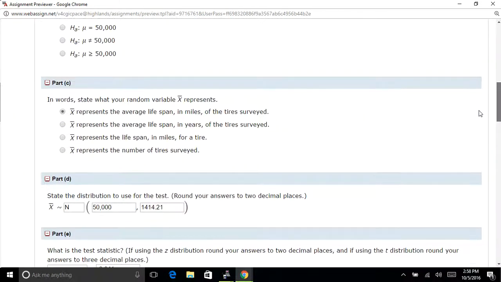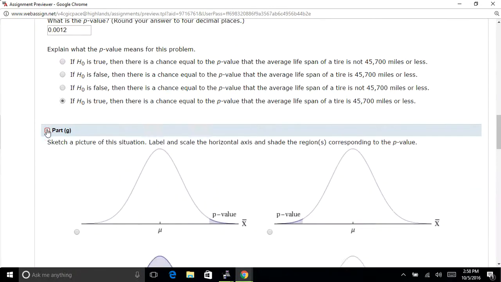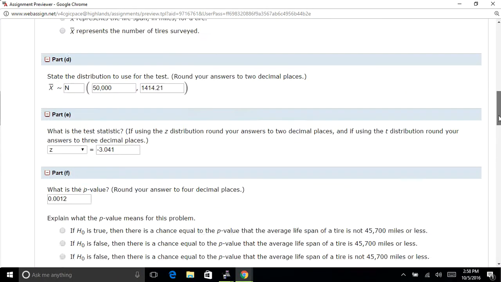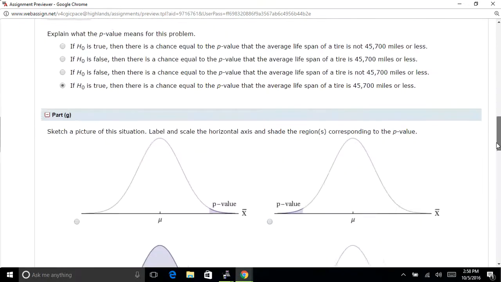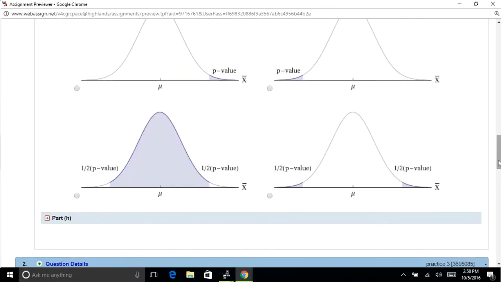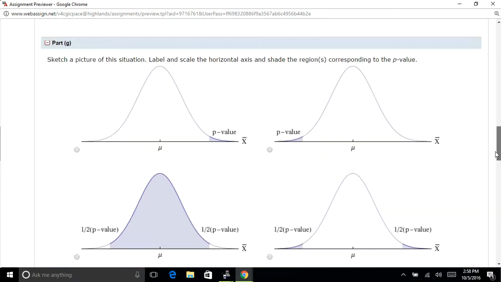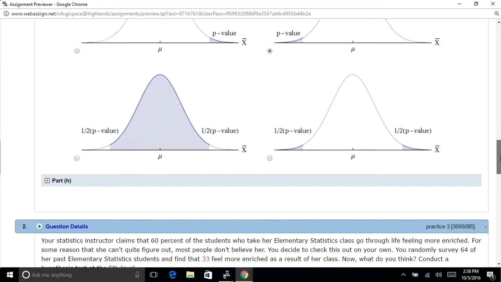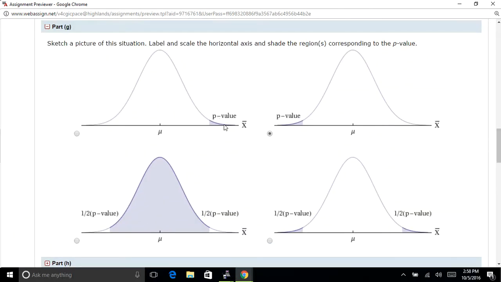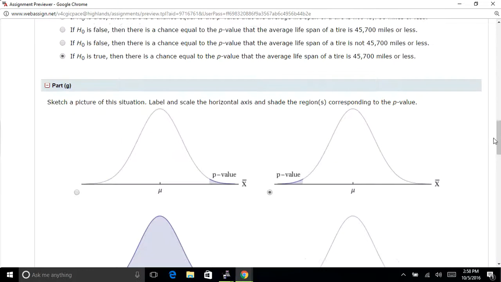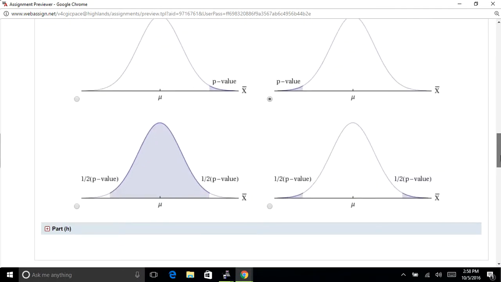So then my next part is here. Sketch the picture. Okay, let's go look at my alternative. It is a less than sign. Because it is a less than sign, I have to pick the one that goes to the left. Remember normal distribution we talked about? Because it's less than, this is going to be the picture I need because it goes to the left. If it was greater than, it'd be the right one. If it was two-tailed, it would be this one. You will never have a between scenario for these, okay? Remember, it's less than, greater than, or two-tailed.